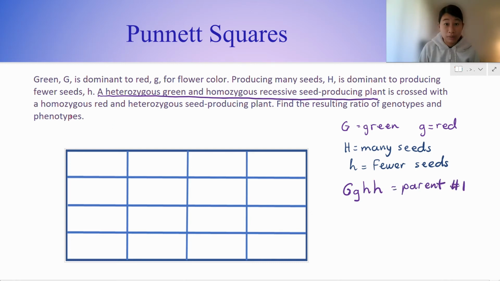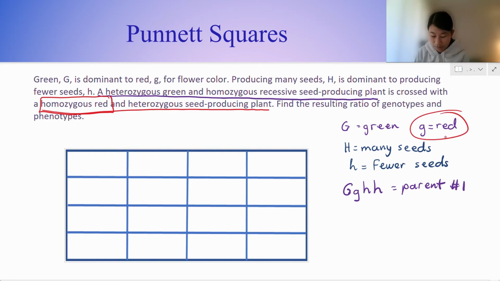Let's find the genotype of the other parent. This is going to be homozygous red and heterozygous for seed production. Homozygous red: red indicates we're talking about color, so we're dealing with the G alleles. To produce red, we're talking about the little g allele, and because little g is recessive, we need 2 of them to have a red color. So this is going to be the genotype for the color.